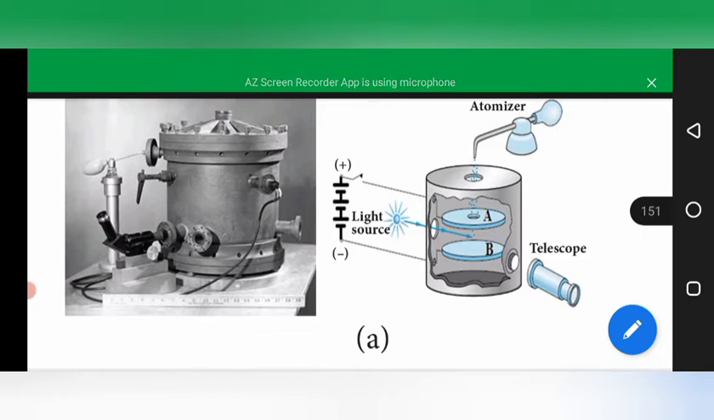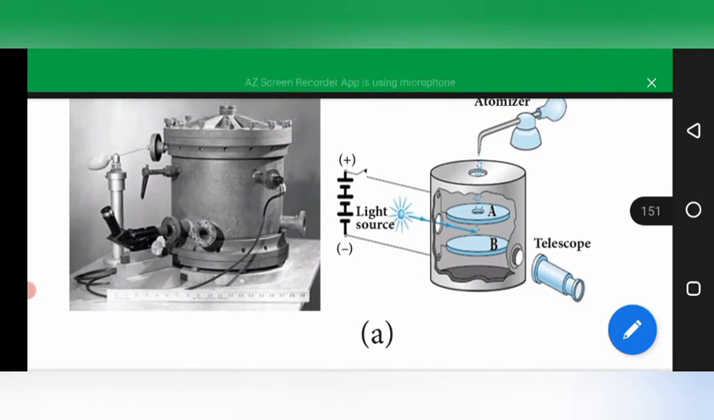In this process, the non-viscous liquid is sprayed through a small hole using the atomizer, and it passes between the two metal plates. In between, the drops between the two plates A and B are maintained in some field, that is an electric field, and the drops can be moved up and down by adjusting the field. They can be clearly seen through the telescope. Because of this method, we are going to find the charge of the electron.